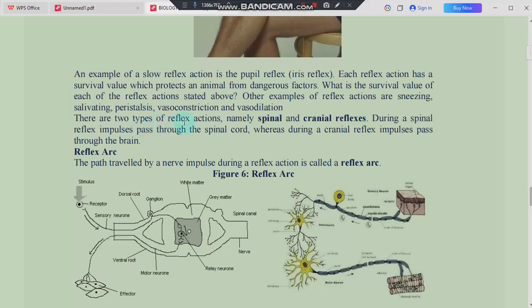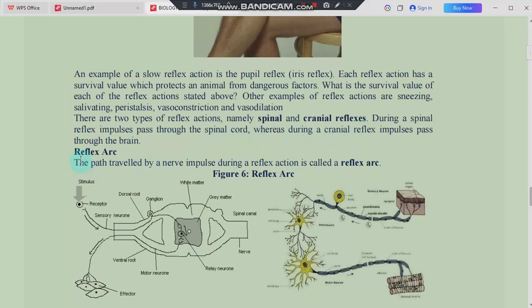Then we have two types of reflex actions, namely the spinal and the cranial reflexes. So these are the types of reflex actions. During a spinal reflex action, or the spinal reflex arc, impulses are going to pass through the spinal cord, whereas during a cranial reflex action, impulses are going to pass through the brain. Remember, we said the cranial nerves are those that make up the brain, and the spinal nerves are connected to the spinal cord, right?